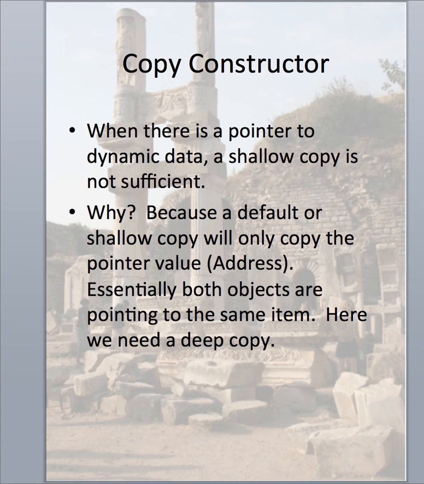But when we have a pointer to dynamic data, that shallow copy is not sufficient because all it's going to do is copy the pointer value or the address, and then both objects are pointing to the same data for that particular attribute or set of attributes. So in this case, we need what's called a deep copy, where we're going to allocate additional memory for the new copied version of the object, and then copy the actual data from the dynamic area into the new area, so that each have their exact copies of the information, but they have their own copies. They don't both point to the same copy. And then we end up with one object being able to change the data for another object.